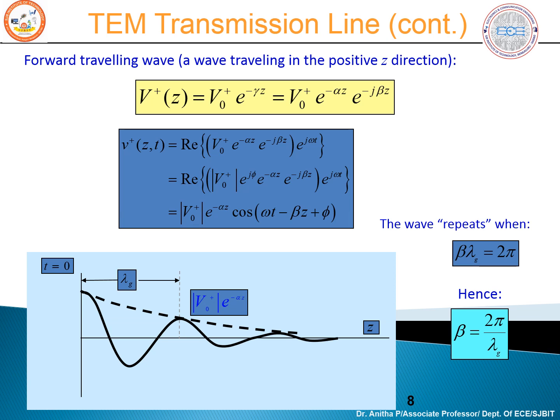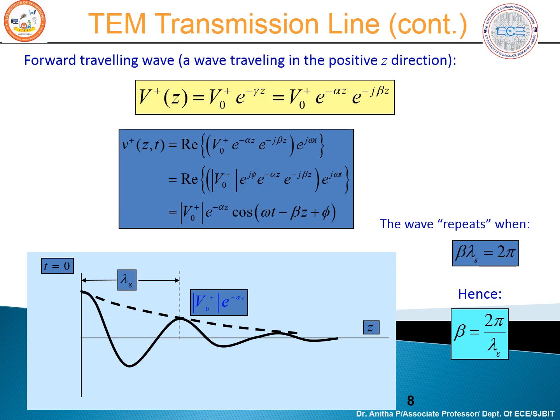Now we will consider how the traveling wave attenuates as it propagates through a section. The forward traveling wave which we are considering means the wave is propagating in the positive z direction. So if I consider t equals 0, and the wave is propagating in the positive z direction, you can observe v plus of z indicating a wave traveling in the positive z direction. We'll have a magnitude v naught, and v naught into e power minus gamma z. Now gamma is nothing but alpha plus j beta. So expand, and you'll have an alpha component and a beta component.